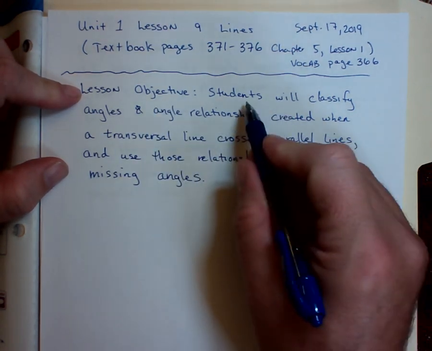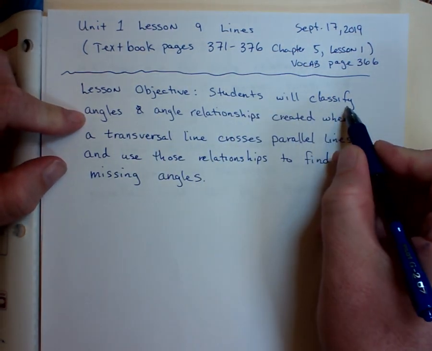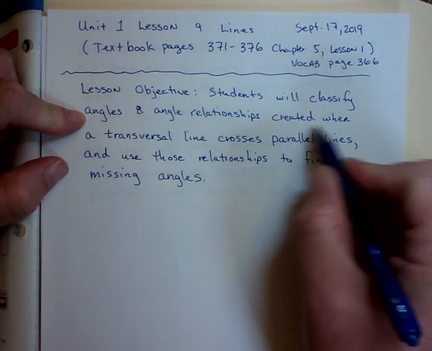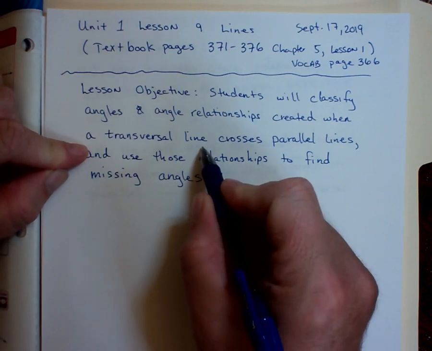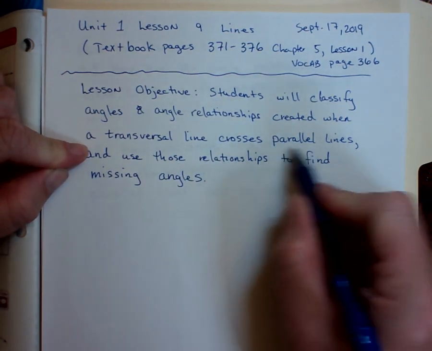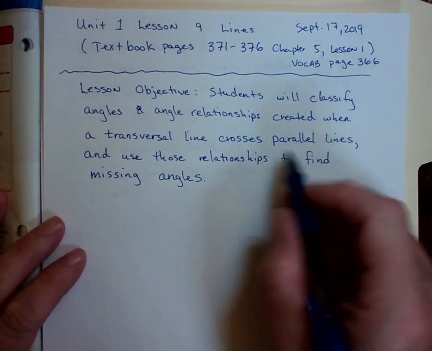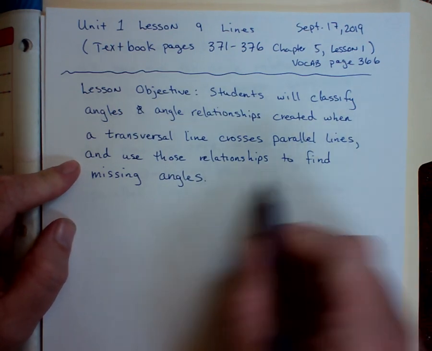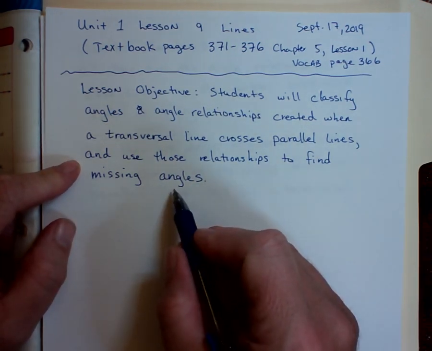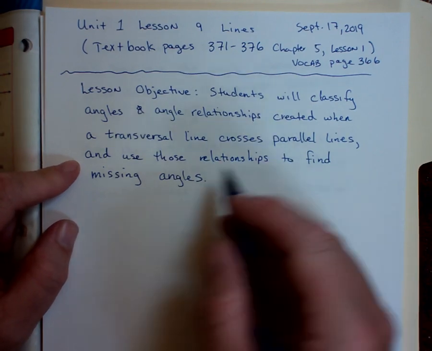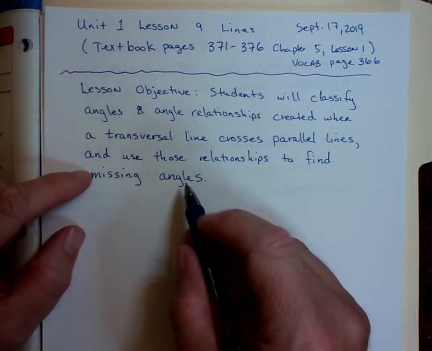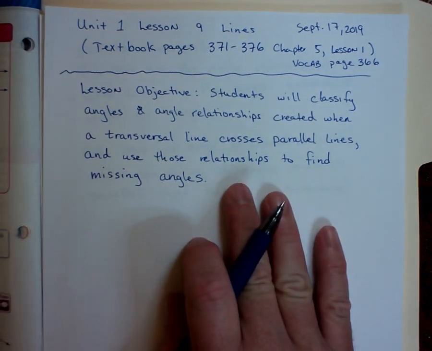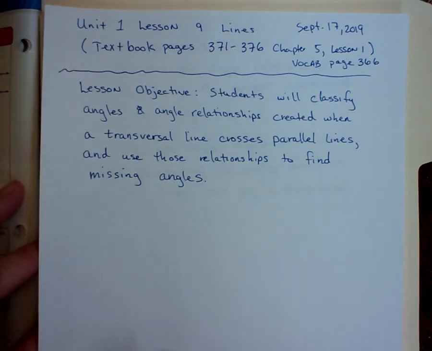Lesson objective: you will classify angles. Classify is to name them appropriately, and angle relationships created when a transversal line, that's a line that crosses something, crosses, in this case, parallel lines. So we're going to look at what those look like, a train track and a road crossing it, and use those relationships to find missing angles. So if there are certain properties that they have, we can use those properties to find angles that might be missing in a different location. You can always pause the video at any time to complete these notes and go back to them.